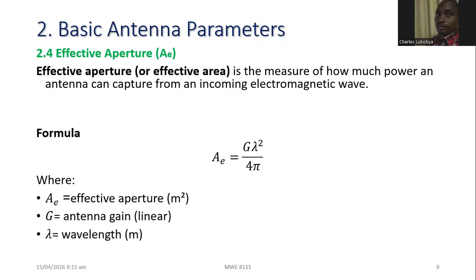And it's actually calculated from the equation: antenna aperture equals gain. So again, it's a function of gain, and it's also a function of wavelength. So you square the wavelength, multiply by gain, and divide by 4 pi. That's how you calculate the antenna aperture. So you just need to find the value of gain, and also know the value of the wavelength, which is usually measured in meters.